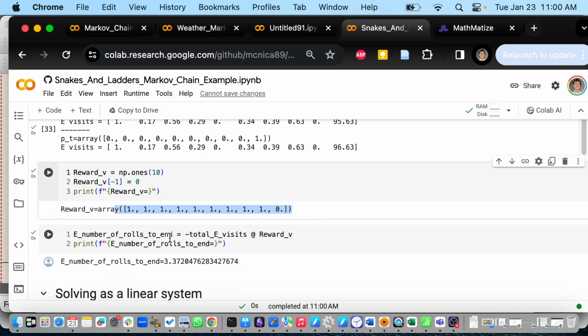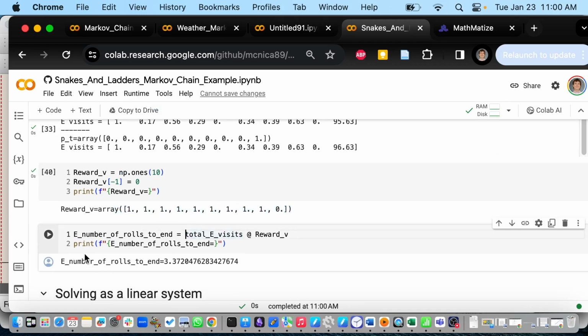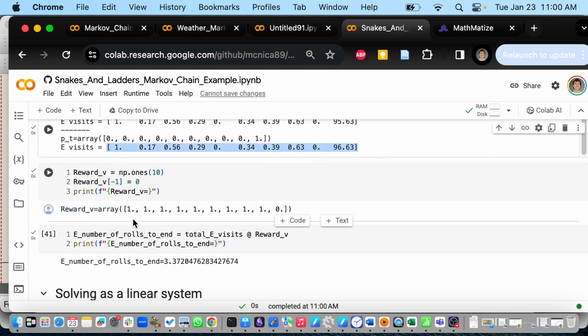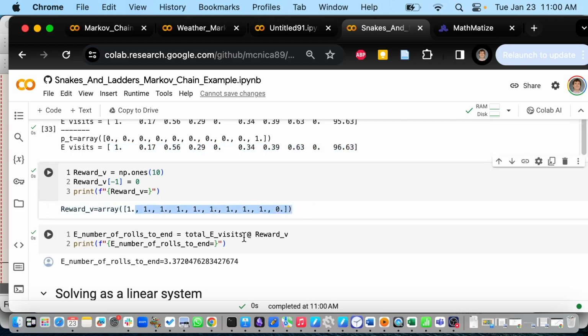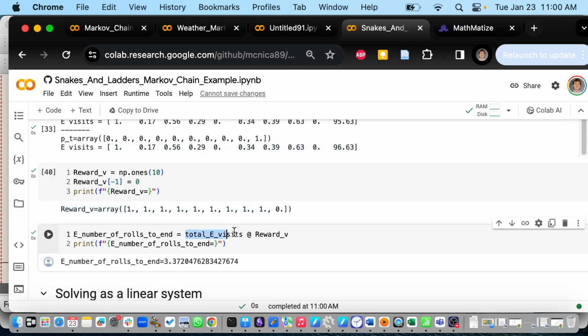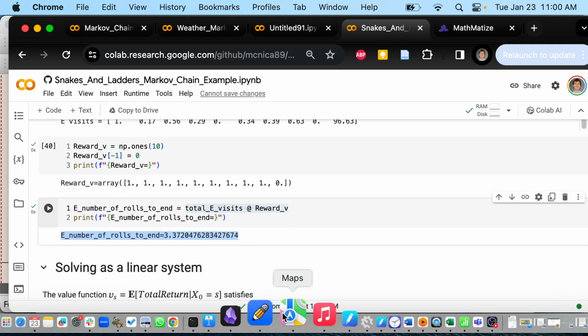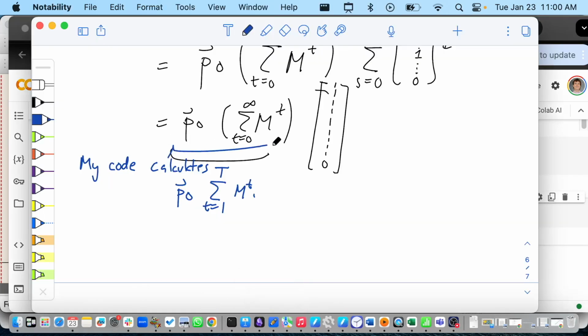And the expected number of rolls to the end is that vector times this guy. Right? So interpret that thing as a row vector, interpret this thing as a column vector, and multiply them together, the total number of visits at the reward vector 1, 1, 1, 1, 1, 0. And the total number of visits to end the game, we got 3.37. And we were just replicating what we did in pen and paper here. This was the total number of visits, and this was what I called the reward vector.